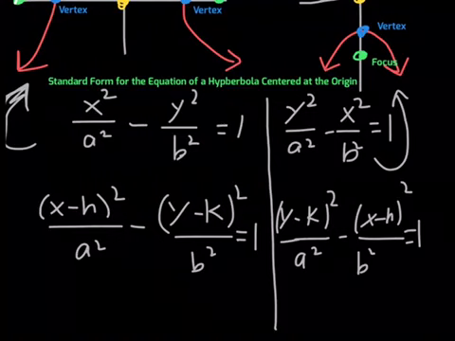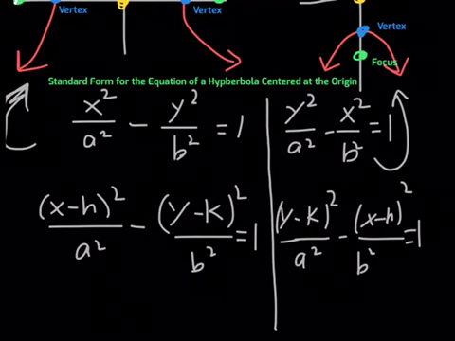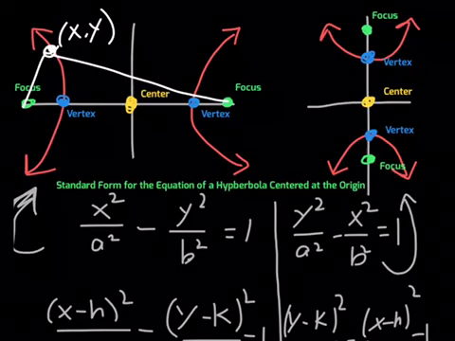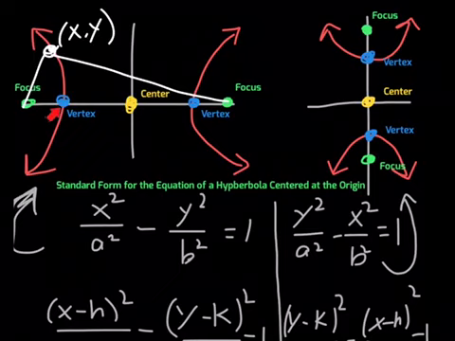I'm going to scroll back down. Okay. So I want to show you the picture here before we look at an example. You see these pictures? I think I want to write this down for you. A, not a squared, but A gives you the distance from the center to the vertex. And that is the same information that you wrote down for the ellipse as well. A is the distance from the center to the vertex.